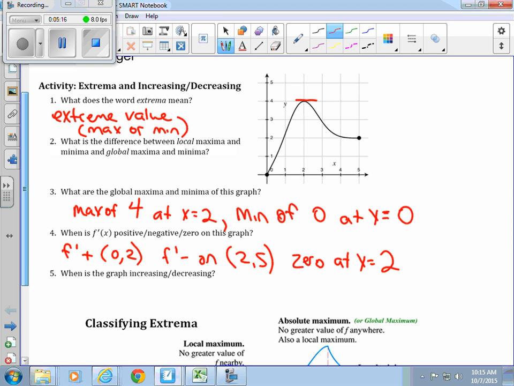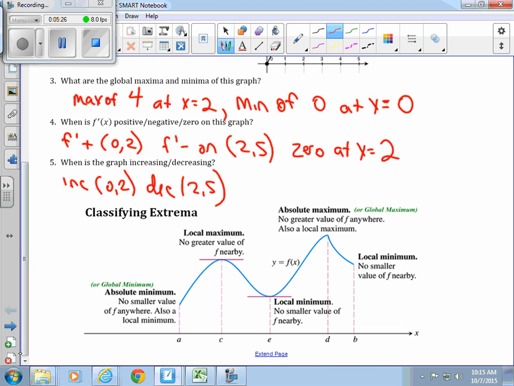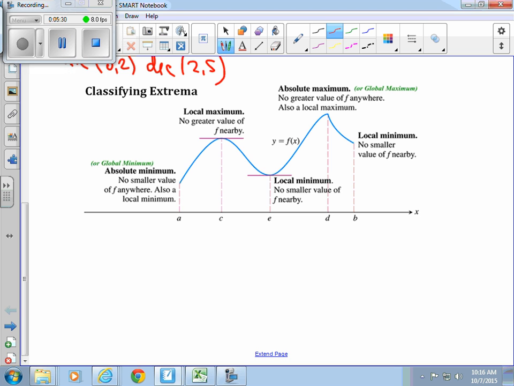Going to be important: increasing from 0 to 2, decreasing from 2 to 5. This is just a picture to say what we already said about absolute and global things.